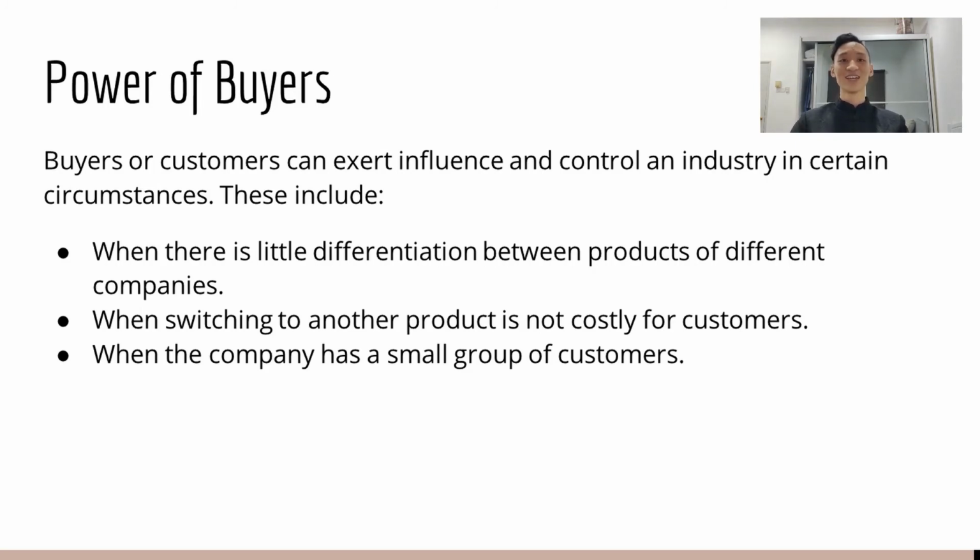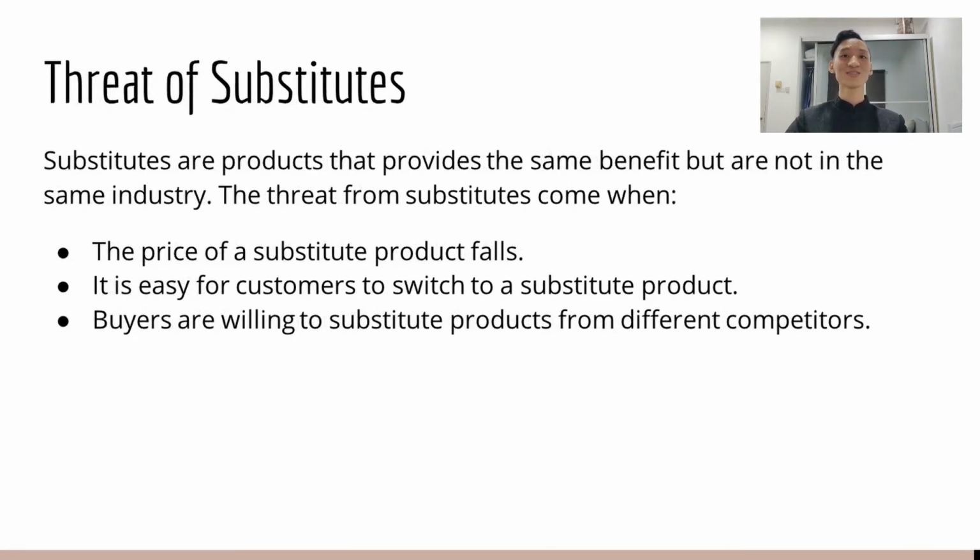Okay. Going on to the next force, we have threat of substitutes. Substitutes are products that produce the same benefit, but they are not in the same industry. I'll give you an example: the transportation industry. If you want to go from one point to another, say from Johor to Kelantan, you can go by bus, you can go by flight, you can go by car, I guess you can drive yourself. So let's compare a bus to an airplane.